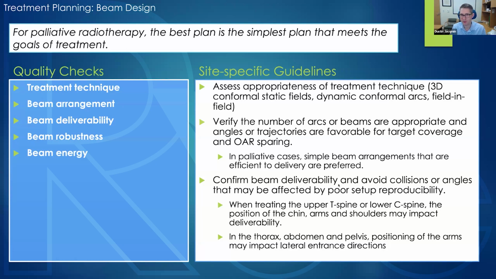This minimizes the patient's time on the table and maximizes comfort for the patient. You also want to be mindful of deliverability and avoid collisions or angles that may be affected by poor patient setup. So we talked already about upper T and lower C spine, where the shoulders, the chin, and the arms may impact deliverability. And again, positioning of the arms in the thorax, abdomen, and pelvis is just something you have to keep a close eye on to make sure you don't inadvertently treat through those body parts and attenuate the beam in an unintentional manner.